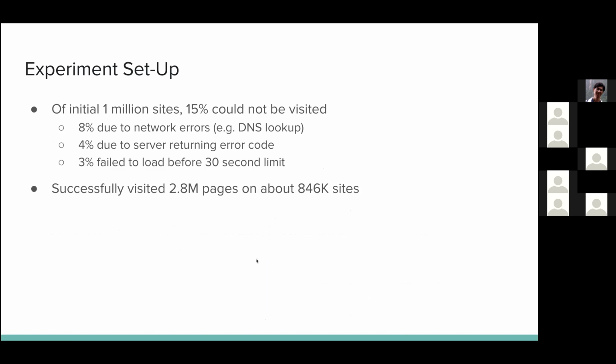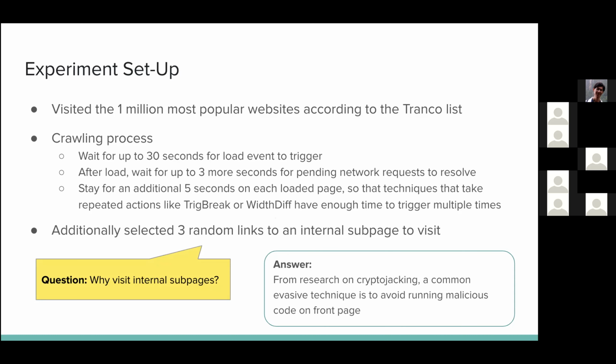Okay. No, wait. Let me think about the reason. So the reason is that they want to do cryptojacking. This is an observation for the cryptojacking attack, right? It means that the cryptojacking will not run on the main page. It will just run on the sub page. And my question is why they don't run it on the main page. They have to run it on the sub page.